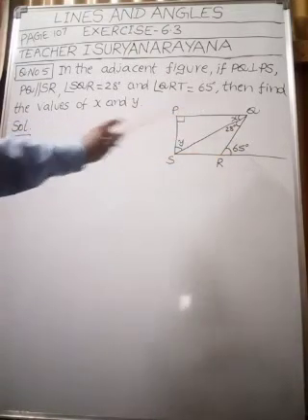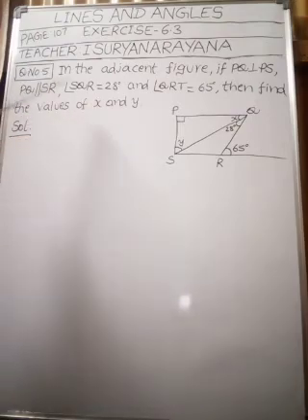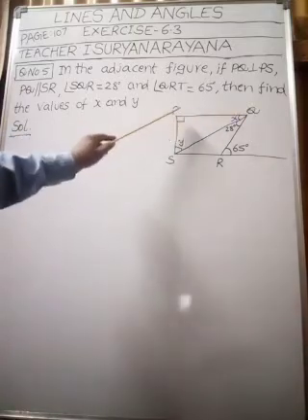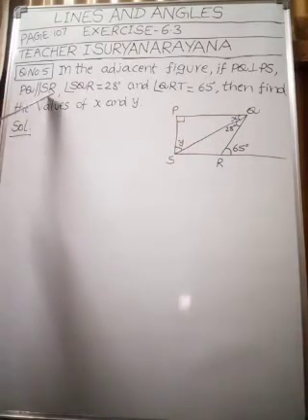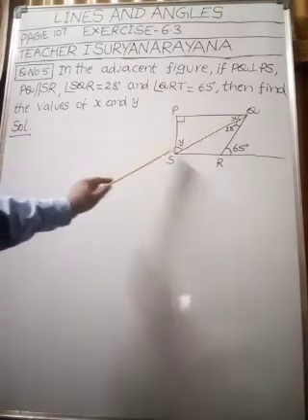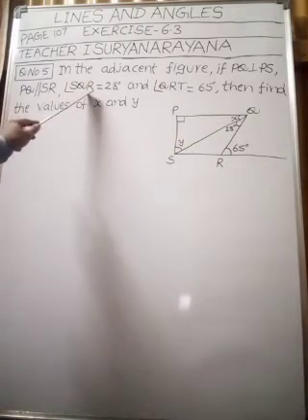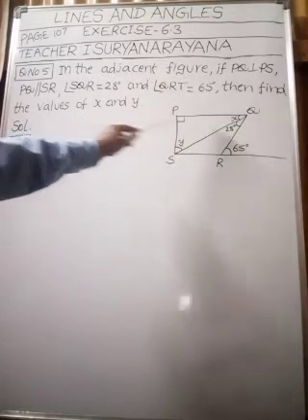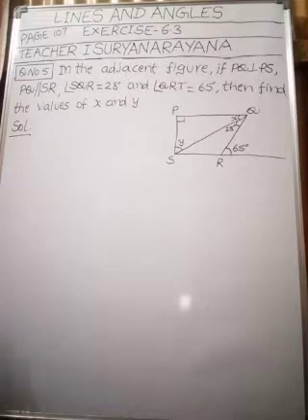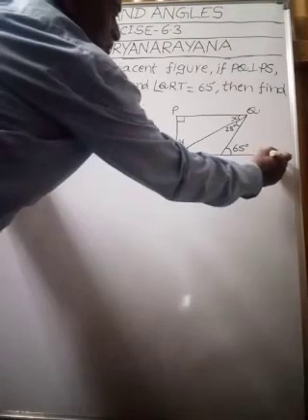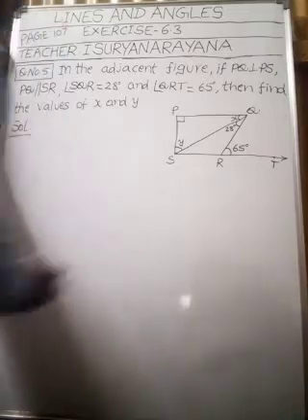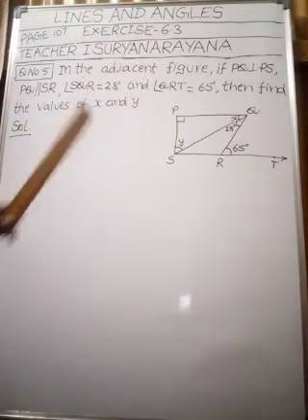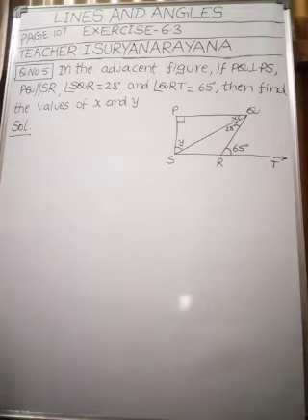Observe this figure, my children. Here PQ is perpendicular to PS. PQ is parallel to SR. Angle SQR is equal to 28 degrees. Angle QRT is equal to 65 degrees. This is the given data for us. Now we have to find the values of X and Y. Okay, my children? Right. Come to the solution part.